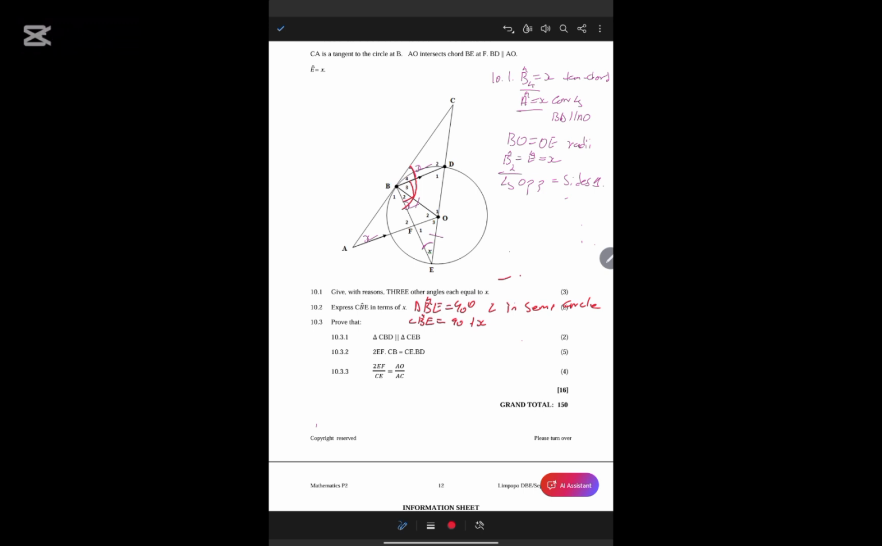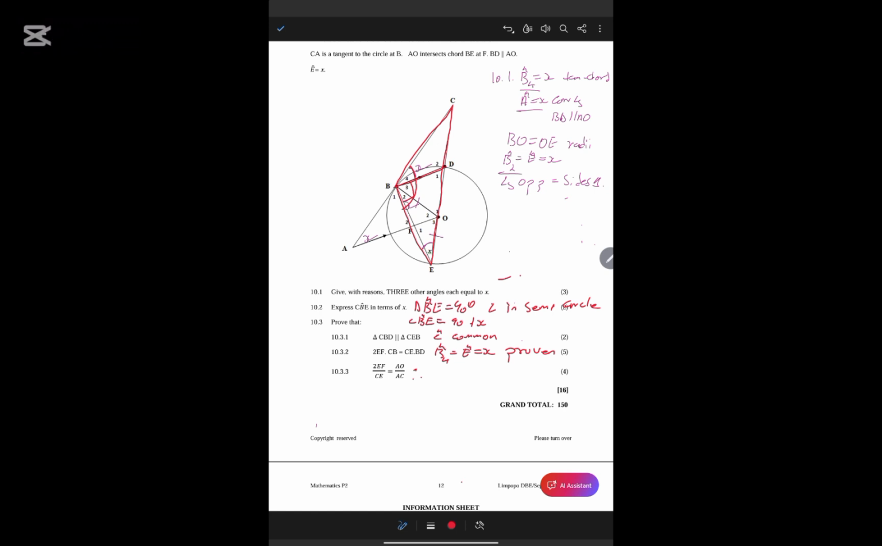The first question requires that we prove that triangle CBD is similar to triangle CEB. So these are the two triangles. In these triangles, we can see that angle C is a common angle. What other angle is equal? We also know that angle B4 is equal to angle E. They both equal angle x. This was proven in the previous question. Therefore, the third angle is equal.